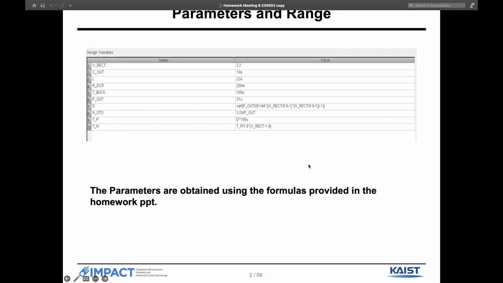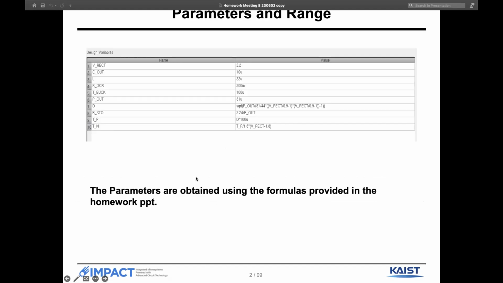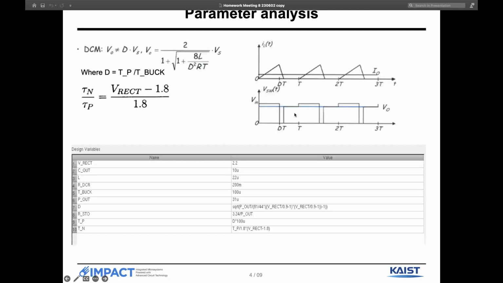Okay, so this is the presentation on the homework we were given, to simulate the DC-DC buck converter in the piezoelectric energy harvester. These are the parameters I used. Let's briefly analyze what I did.